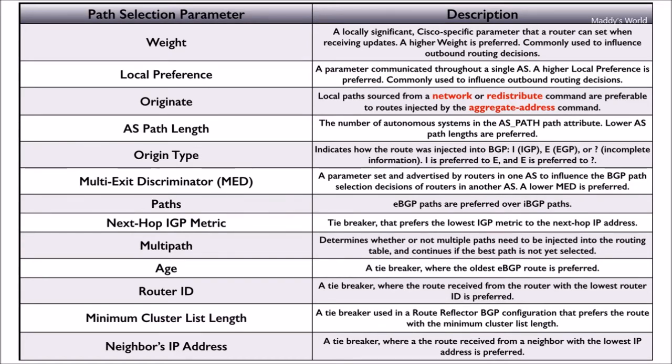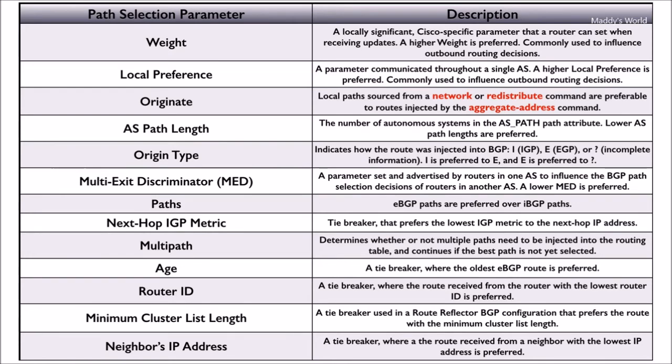We can go with the routes that have the higher weight that came in from a specific neighbor. Something that's not Cisco specific, but is commonly used for outbound routing decisions, is a local preference. With local preference, a higher value is preferred, and this value is not locally significant. It gets communicated to all the routers within a single autonomous system.